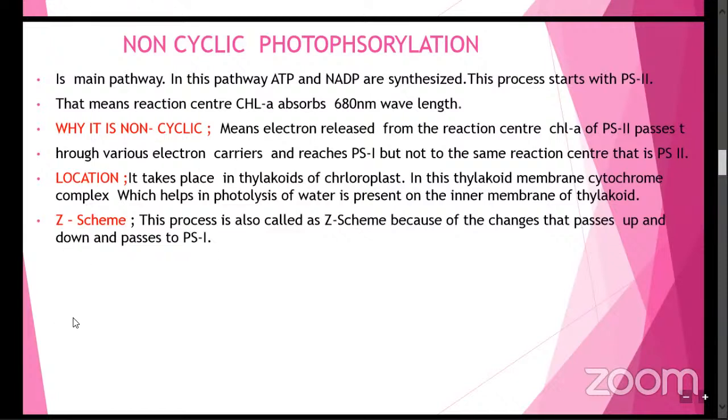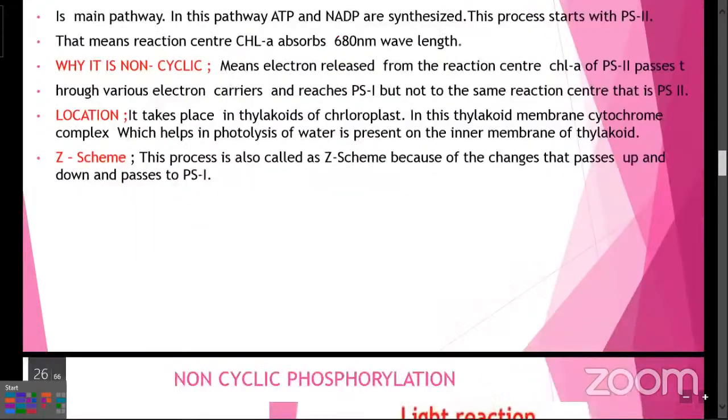Why it has got this name: the changes start from downwards, go up, come down, and go up and next pass to PS1. That's why the shape of these changes is in the structure of the Z alphabet. That's why it is called Z scheme. All these are about the introduction of non-cyclic photophosphorylation. Moving to the next slide.